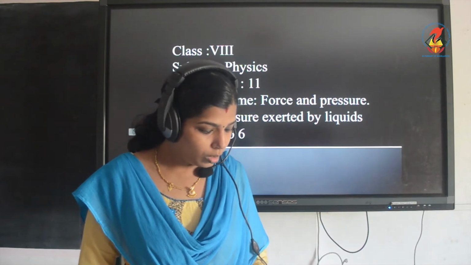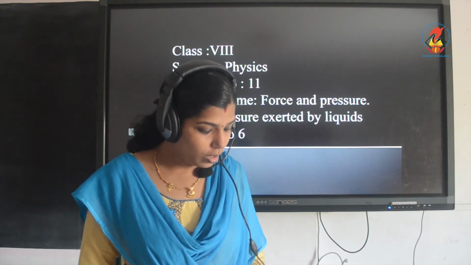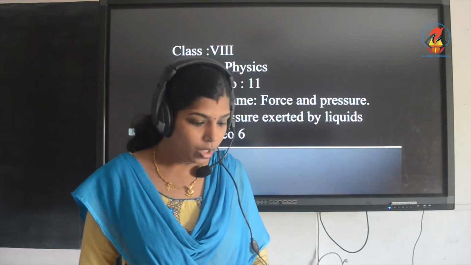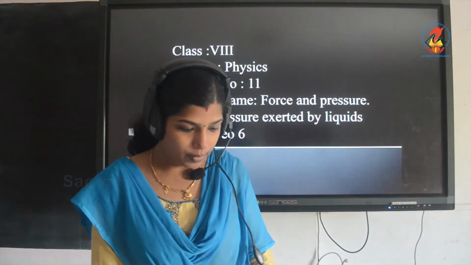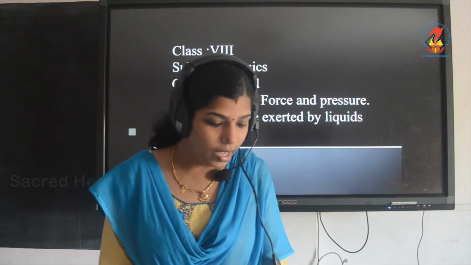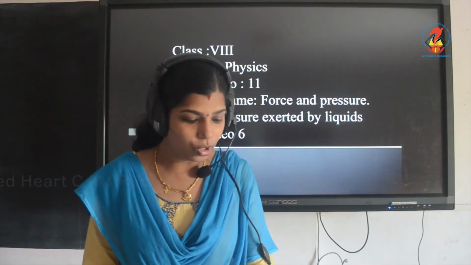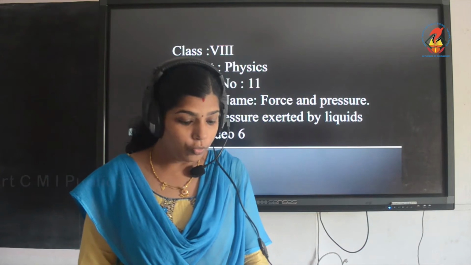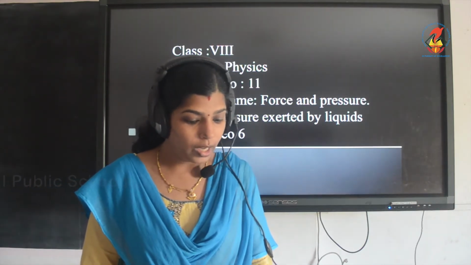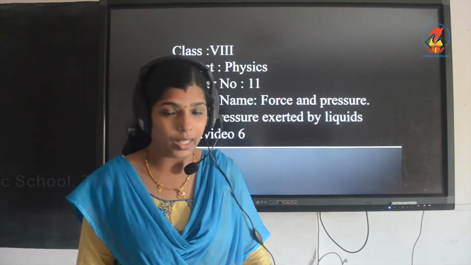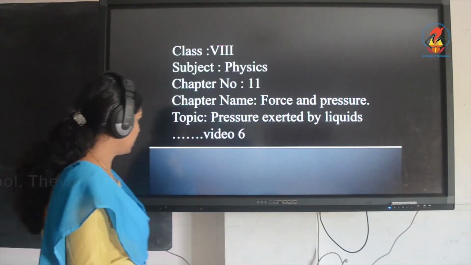Pour some more water. Observe again the bulge in the rubber sheet and the height of the water column in the pipe. Repeat this process a few times. Can you see any relation between the amount of bulge in the rubber sheet and the height of the water column in the pipe? That activity is given here.